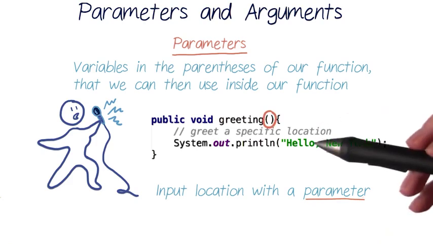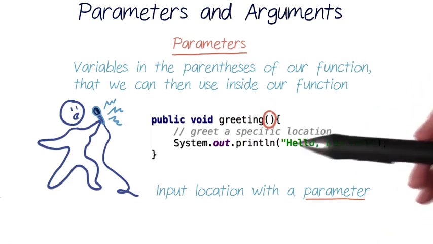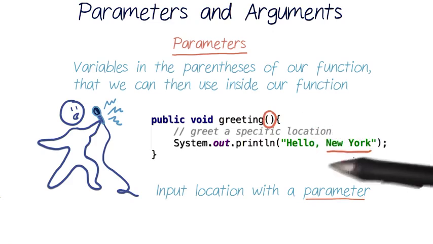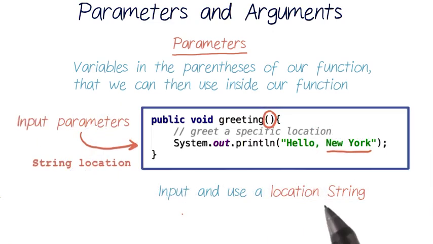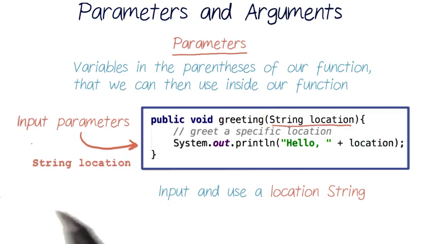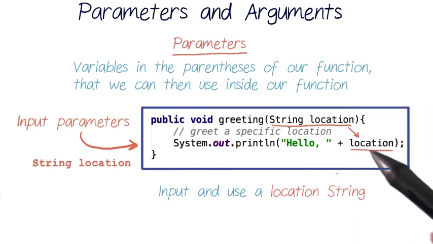Parameters are variables that we can place inside the parentheses of our function definition that our function can then use. For our custom greeting, we'll want to be able to input and use a string variable that tells us our location. To access this string, we'll need to ask for it by including it as a parameter inside these parentheses. And now we can use this variable location inside our function code.